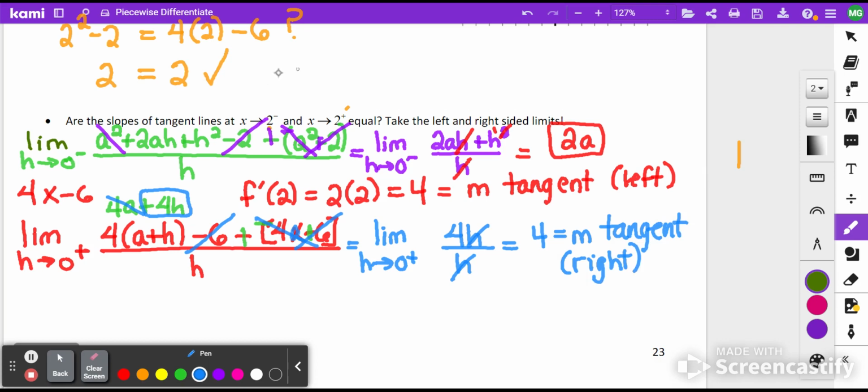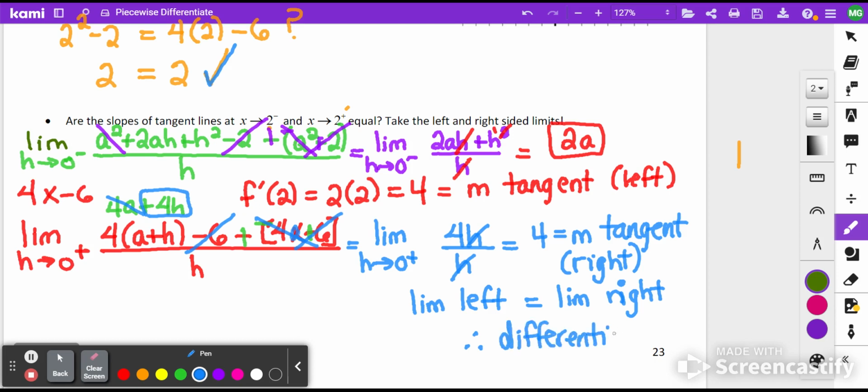So we had continuity as we found up here, and now what we can see is that the limit from the left is equal to the limit from the right as we approach 2. Therefore, it is differentiable at x equals 2. Okay, it is differentiable.